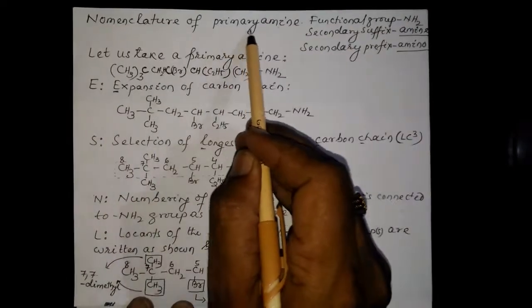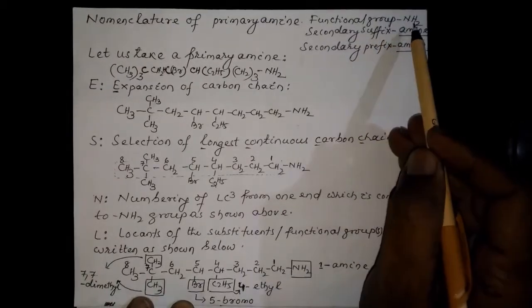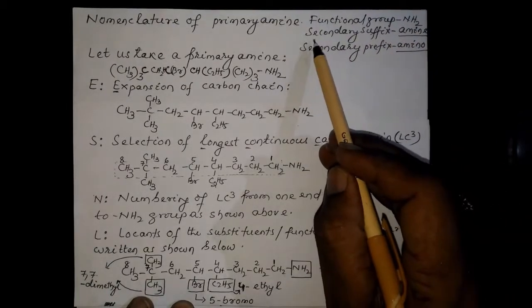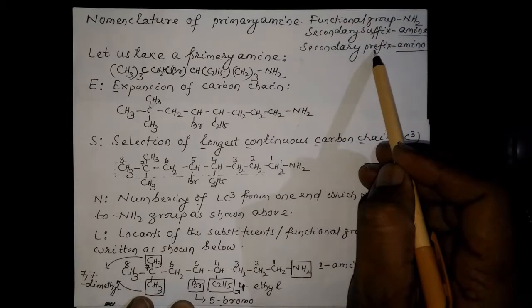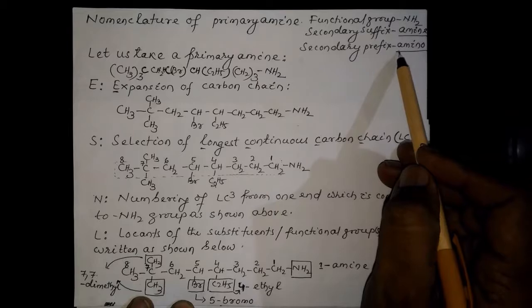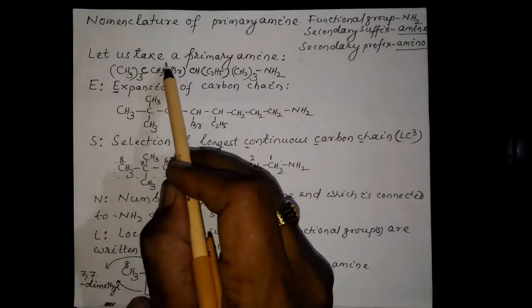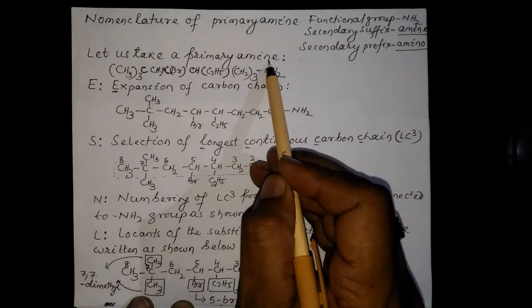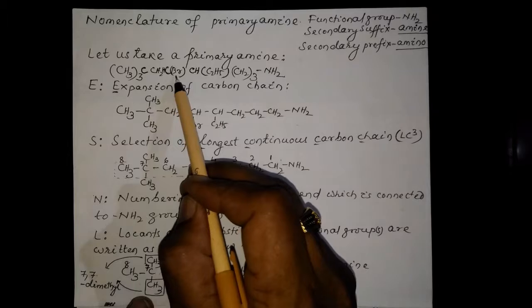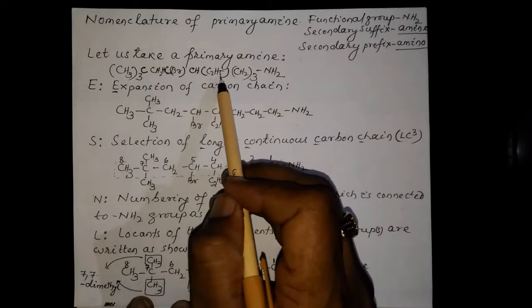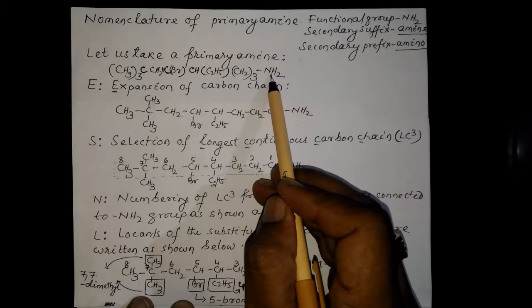Nomenclature of primary amine. Functional group NH2, secondary suffix amine, secondary prefix of NH2 is amino. Let us take a primary amine: CH3 whole 3 C, CH2, CH, Br, CH bracketed C2H5, CH2 whole 3 NH2.